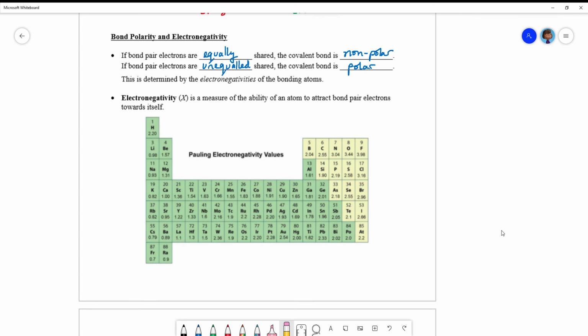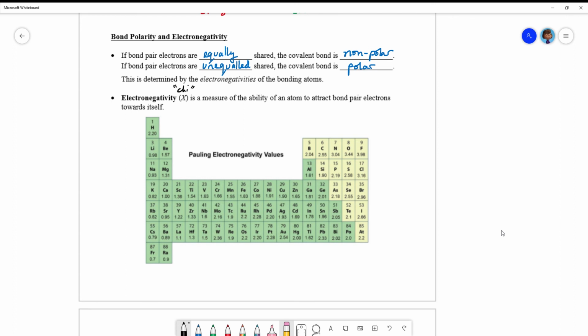So let's define electronegativity. Electronegativity, really long word, is given the symbol of an uppercase stylized X. That is the same X that you used when you were learning about mole fraction way back in gases in chapter 5. It's a Greek letter chi, and that's a hard CH, chi. Electronegativity, chi, is a measure of the ability of an atom to attract bond pair electrons towards itself.